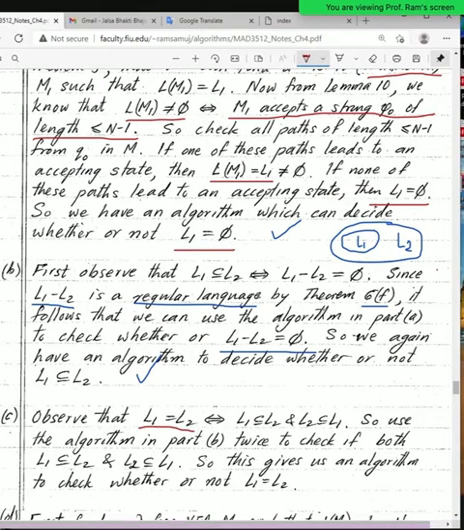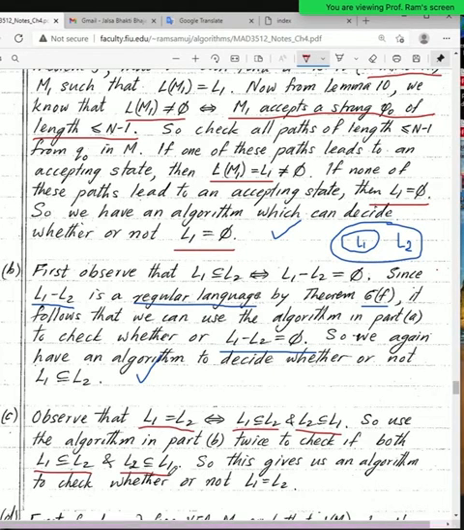Otherwise, we'll put it in a computer and it'll tell us what to do, but nobody will want to do what the computer says. So observe that L1 is equal to L2 if and only if L1 is a subset of L2 and L2 is a subset of L1. So you're thinking, okay, we use the algorithm from part B twice. We have an algorithm to check if this is true, and then you check if the opposite is true. If they're both true, you say L1 is equal to L2. If they're not both true, you say L1 is not equal to L2.